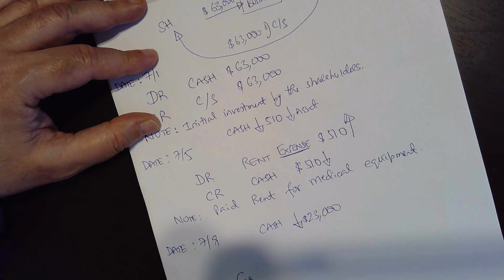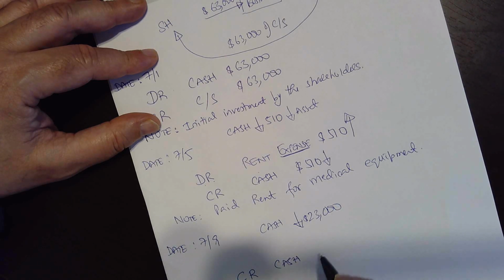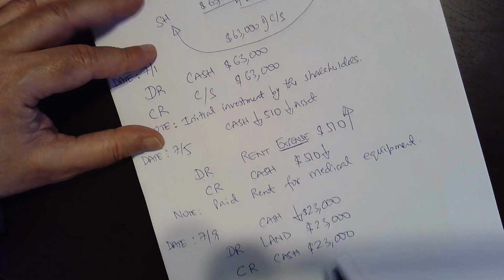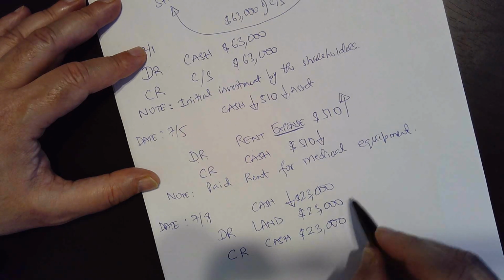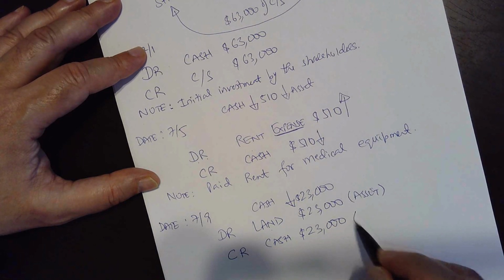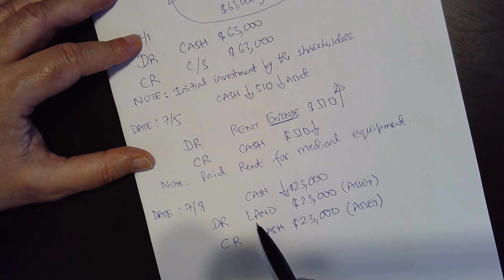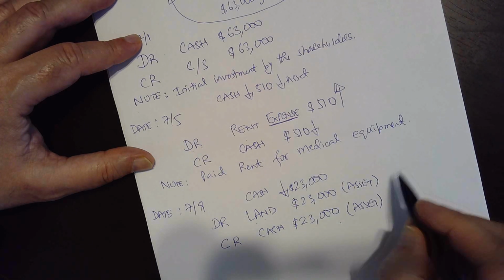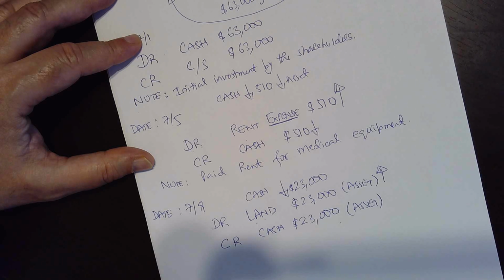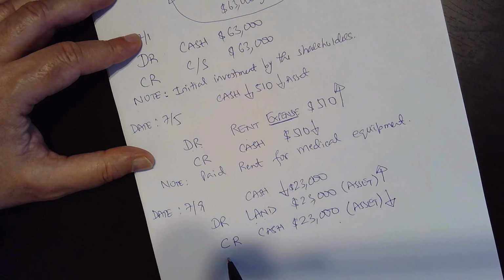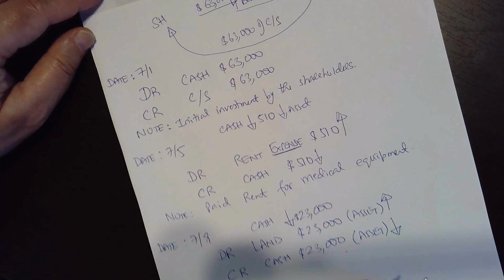So we are giving up cash, $23,000. And what we are receiving, we are getting a piece of land for the same amount, $23,000. So you notice that land is also an asset and cash is also an asset. In this scenario, you are getting the land but giving up the cash. So one asset is going up, land is coming into the business, and another asset, cash, is going down, so we are crediting it.